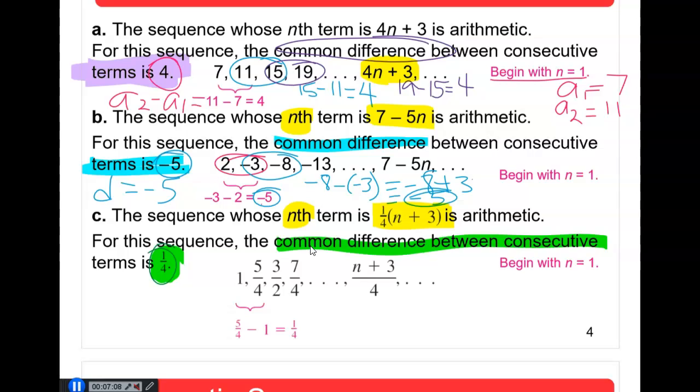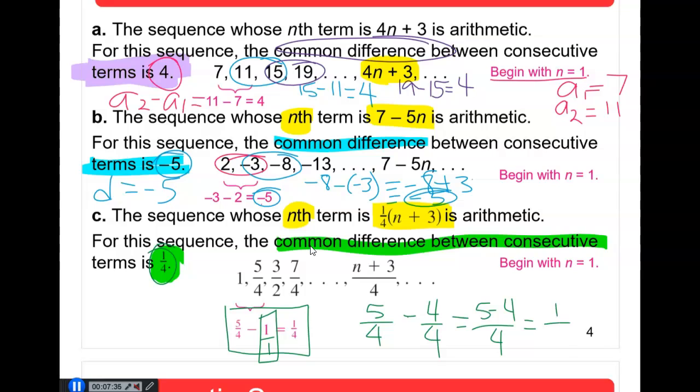And in this case, we take the 5/4 minus 1. If they don't have the same denominator, remember you have to find that common denominator. So 1, or negative 1, I should say, in terms of fourths is 4 over 4. So negative 4 over 4. And if we subtract that, then it will be 5 minus 4, now that they have the same denominator, and then we get 1/4. So if we were to check with our other fractions, you see the common difference will be that one at all times.